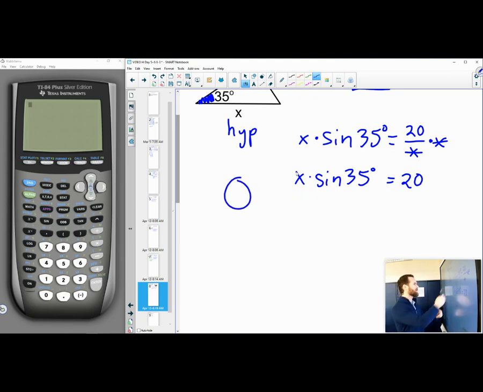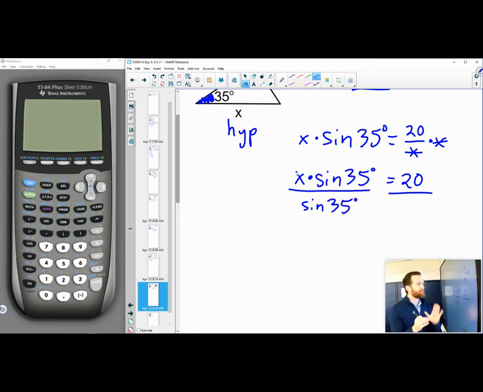Remember, that's always the goal in solving an equation. We want to get x by itself. And what's still with x? We see multiplication. But we know how to cancel out multiplication. We use inverse operations. We're going to divide both sides by something. But the question is, what are we going to divide by? What are we multiplying x by? Well, we're multiplying by sine 35. So that's what we need to divide by.